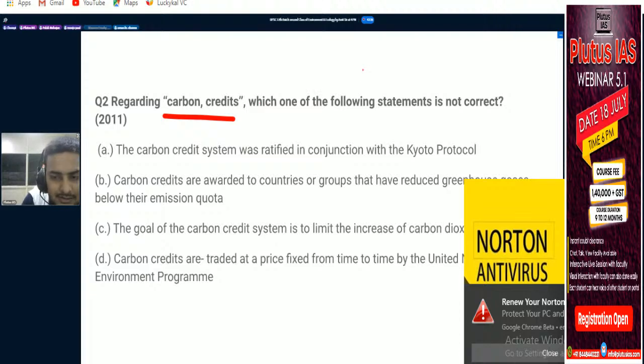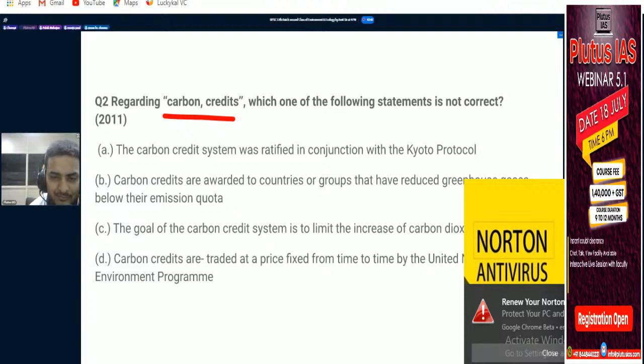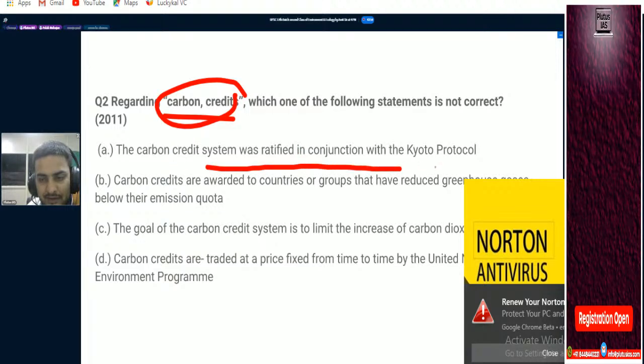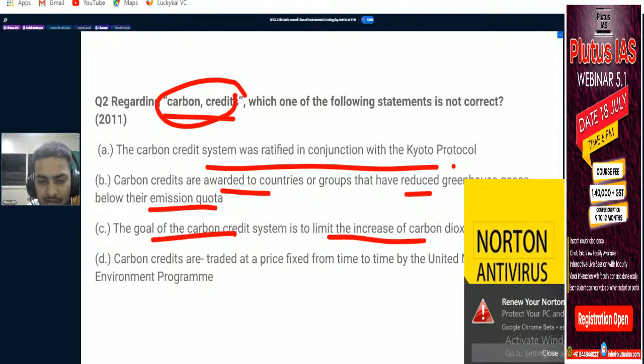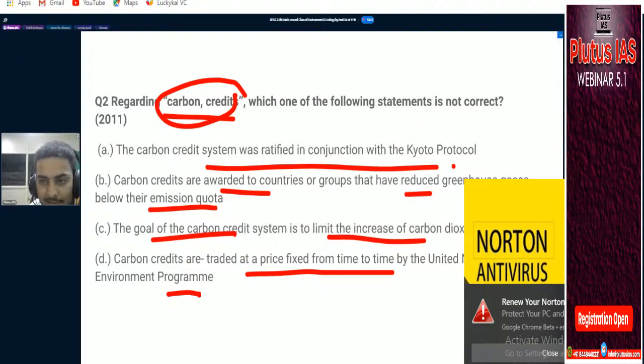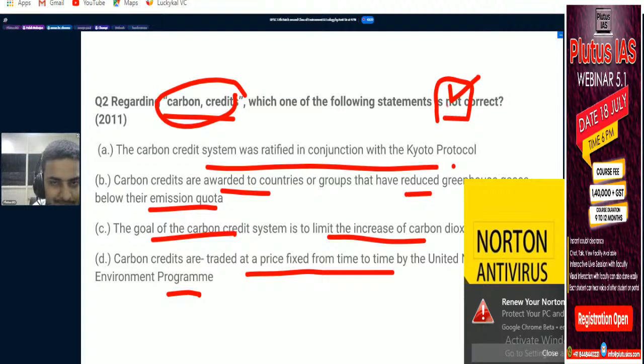The next question I am taking here is regarding carbon credits. Let us first take your guesses, then we will come to the answer, and then I'll explain what it is about. So what is carbon credit and what is it in context with? You can see the options. The carbon credit system was ratified in the Kyoto Protocol. Carbon credits are awarded to countries or groups that have reduced greenhouse gases. The goal of the carbon credit system is to limit the increase of carbon dioxide emission. Or they are traded at a fixed price from time to time by UN Environment. So you have to answer here. See, here is the game of UPSC. You can see they are asking which is not correct. Be ready with these things in UPSC.